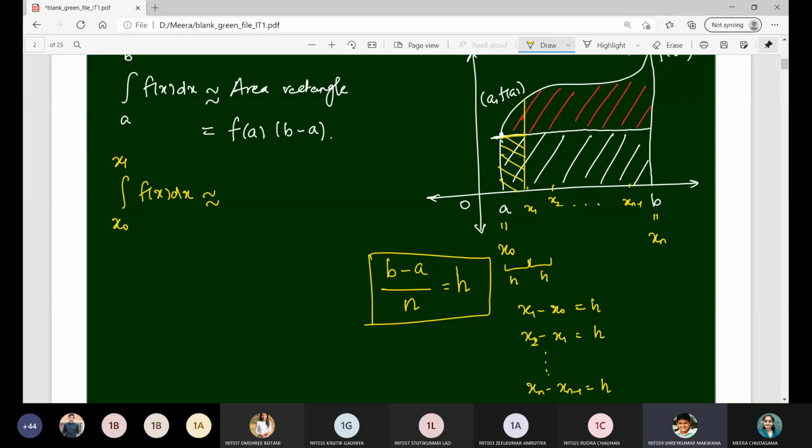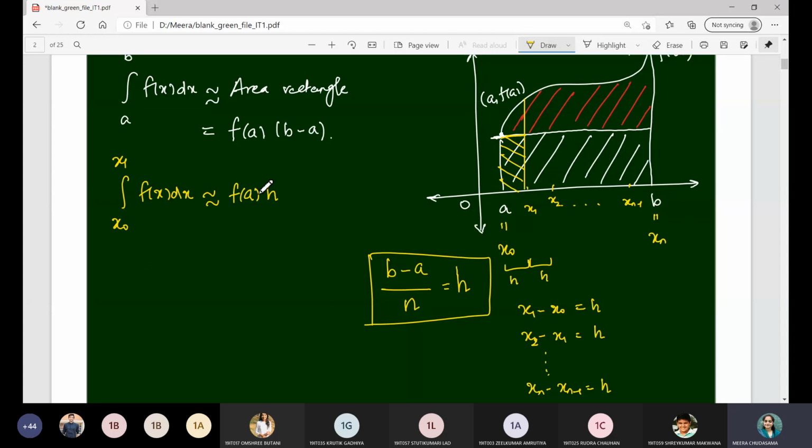Ma'am, f of h into h. Sorry? F of a into h means this is the length, the breadth x1 minus x0, that is h, and the height of this rectangle is f of a. F of a is nothing but, in our case, it is x0, right?